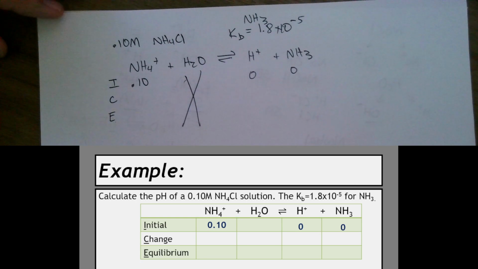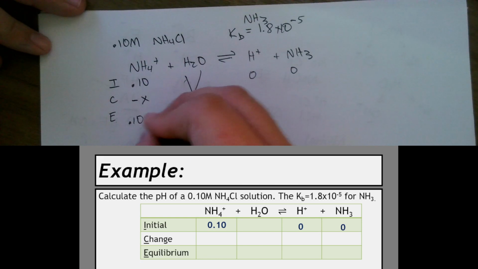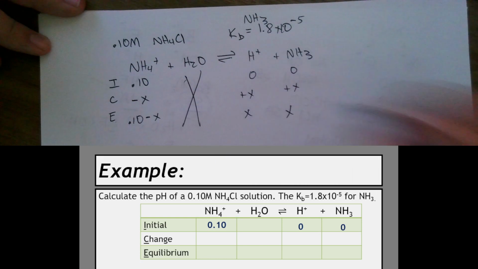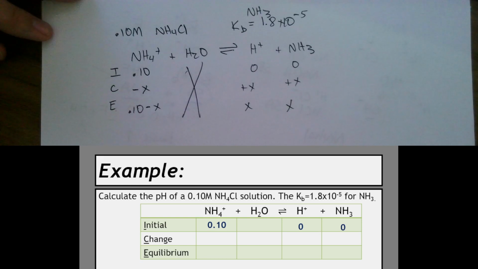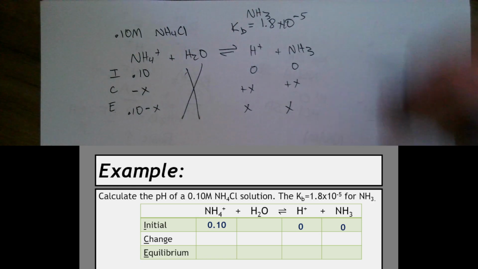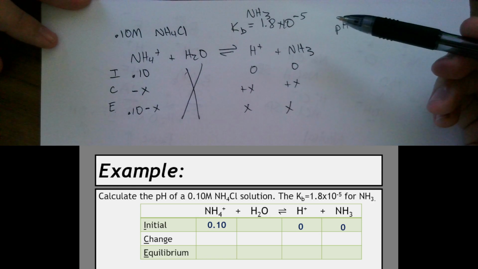0 of this, 0 of this. Minus x to get 0.1 minus x. Plus x, you get x, plus x, you get x. Now, if I solve for x, I'm going to be able to get my answer. I'm trying to find pH again. There's one extra trick thrown into this problem.